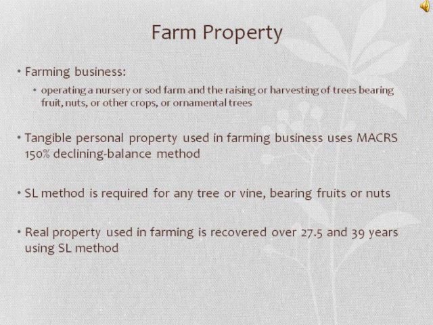A farming business is defined as the trade or business of farming, which includes operating a nursery or sod farm and the raising or harvesting of trees bearing fruit, nuts, or other crops or ornamental trees. Tangible personal property used in the farming business uses MACRS 150% declining balance method. The straight line method is required for any tree or vine bearing fruits or nuts. Real property used in farming is recovered over 27.5 or 39 years using the straight line method.